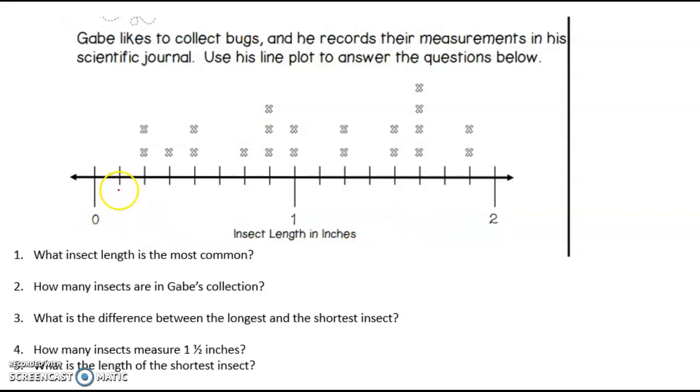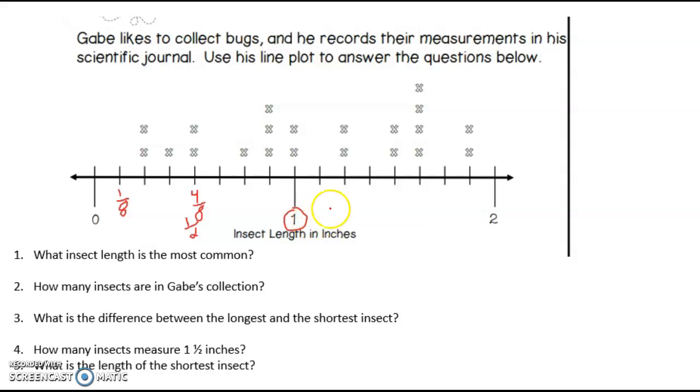So if this is 0, then this is 1/8. Count. This would be 2/8. Count. 3/8. 4/8. And you know what? I'm going to mark that one, because that's an important one, because it's also equivalent to what? A half. Okay, 4/8, 5/8, 6/8, 7/8, 8/8, which is equivalent to 1 whole.